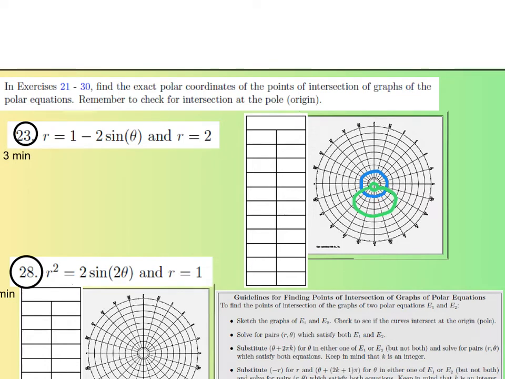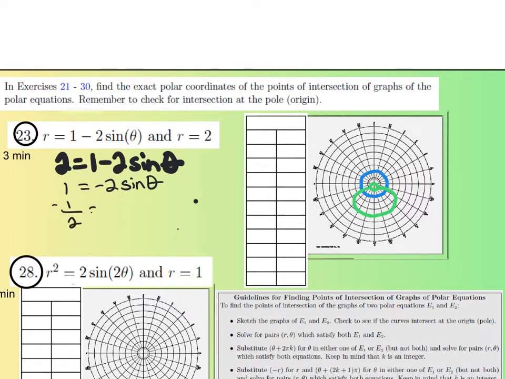You do it just as you would any equation. You set the two equations equal to each other. So if r equals 2, that means 2 equals 1 minus 2 sine theta. So I'm going to subtract 1 and divide by negative 2. And look at that. Where is sine theta equal to negative half? It's equal to negative half in two places, in quadrants 3 and 4, right? So 7 pi over 6 and 11 pi over 6.